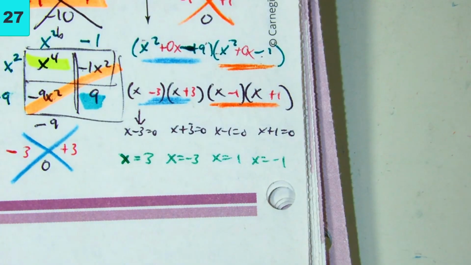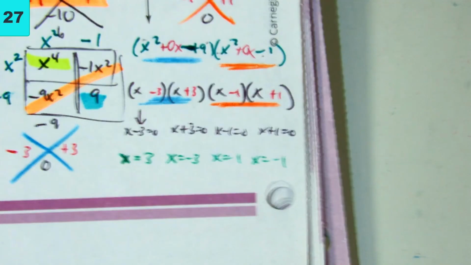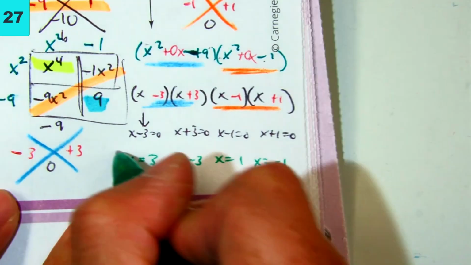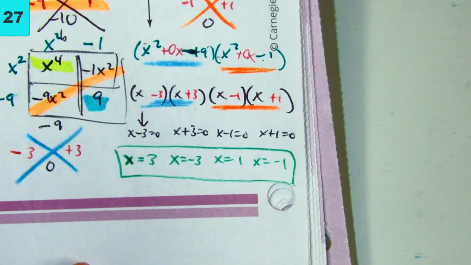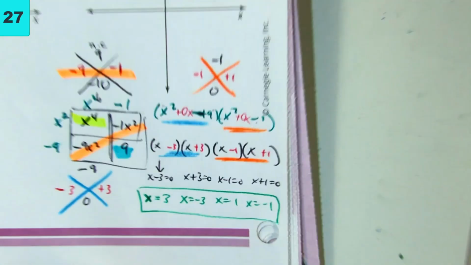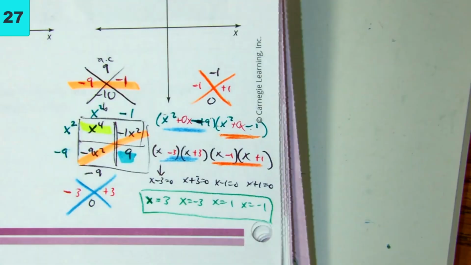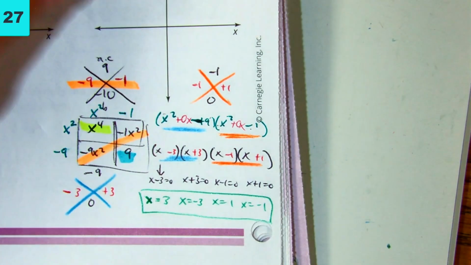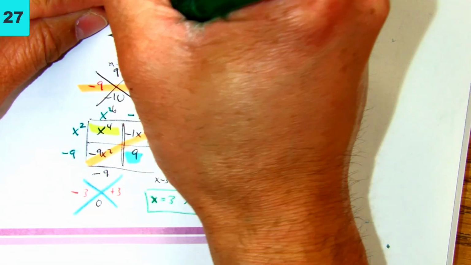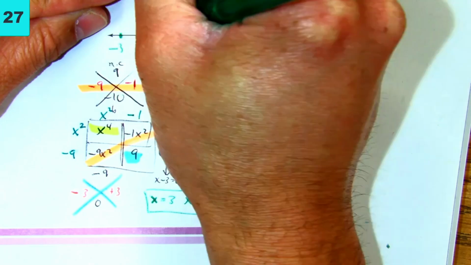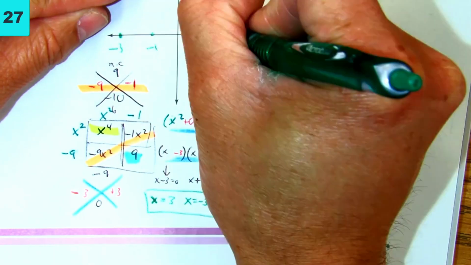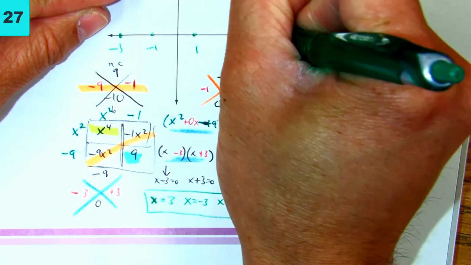So we've factored, we've solved or identified these zeros, and now we're going to make a sketch. So I'm going to put those onto my graph. -3, -1, +1, and +3.